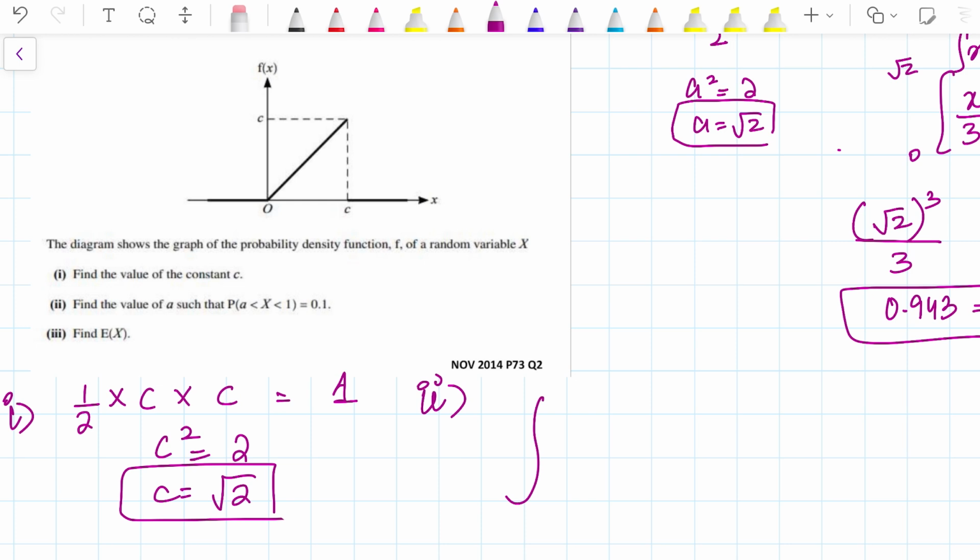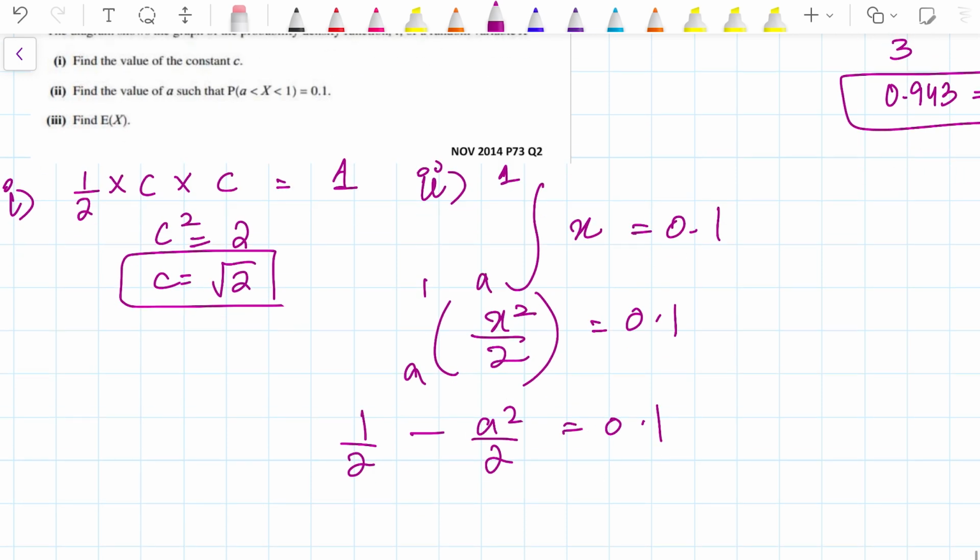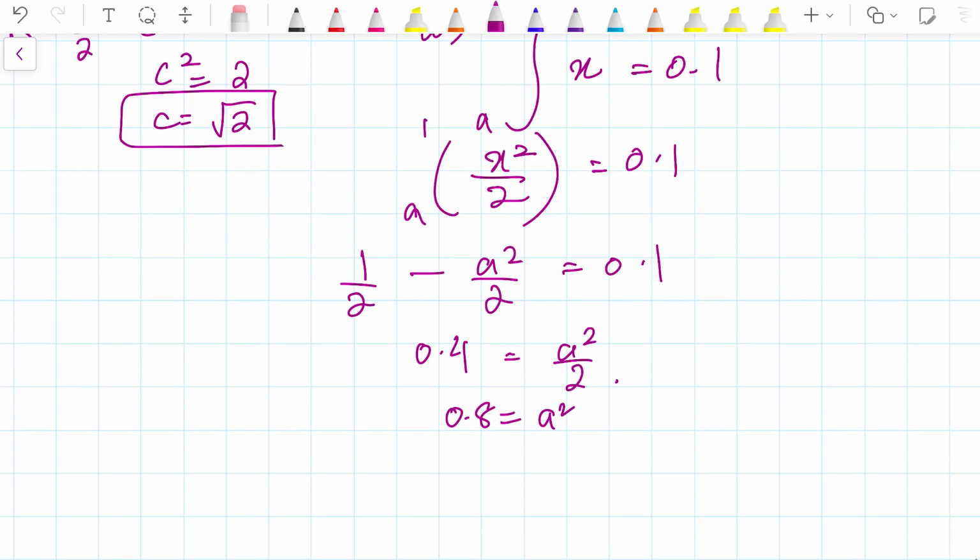Okay, let's find out for this. We need to find out the function. So if it's c comma c, it's 0 comma 0, you know the function is y equals x. X integrated with 1 and a, the answer is 0.1. Integrated, put the limit of 1 and a. So this becomes 0.5 minus 0.1 gives you a 0.4 equals to a square upon 2. 0.4 into 2 is 0.8. Square root 0.8 gives you 0.894 as my value of a.